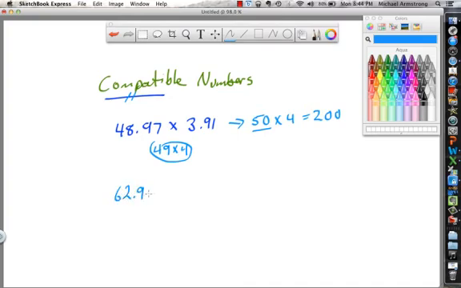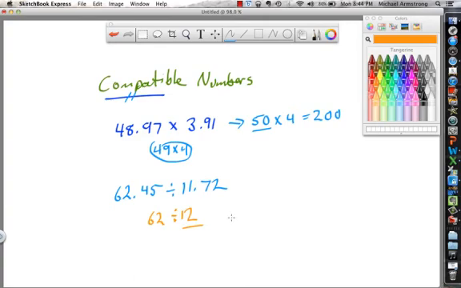62.45, that's the one we used last time, divided by 11.72. And this time, if we were to round, we would round to 62 divided by 12. And 12 doesn't go into 62. It doesn't work. So we want to use a compatible number.